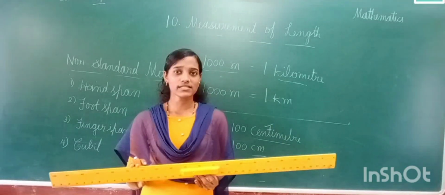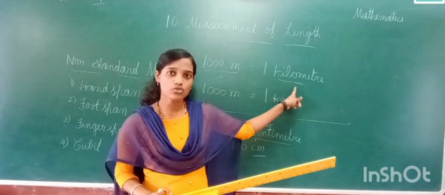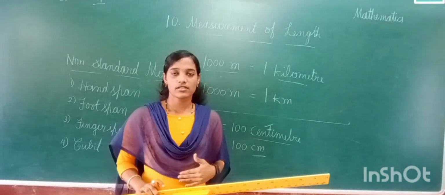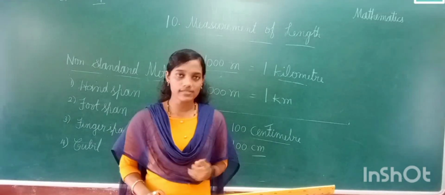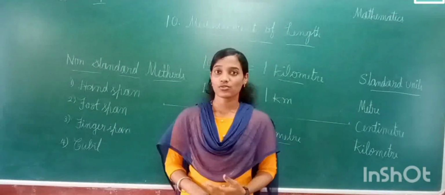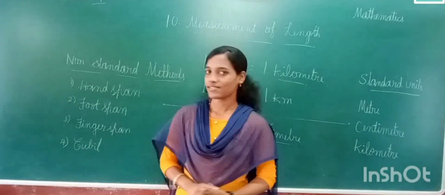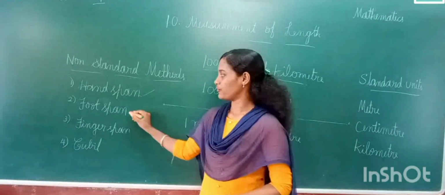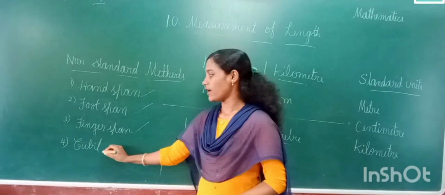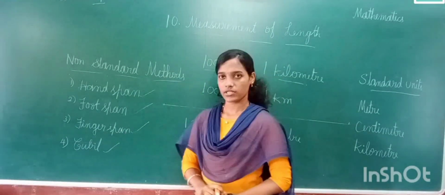So meter is a smaller unit than kilometer. Kilometer is used to measure long distance. So the bigger unit of length is kilometer. Yes, have you understood? So what are the non-standard methods of measuring things? Yes, hand span, foot span, finger span and cubit. These are non-standard methods of measuring.